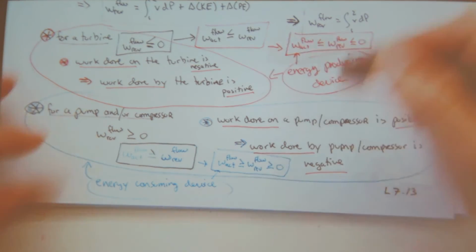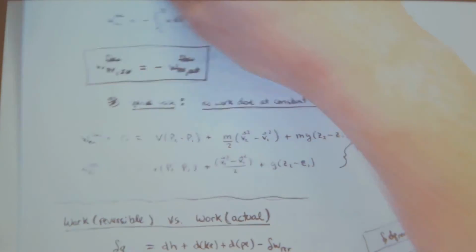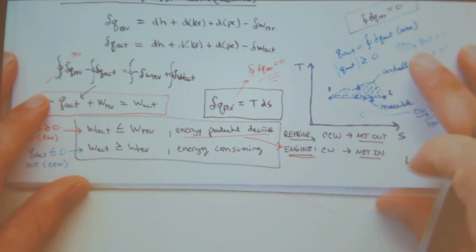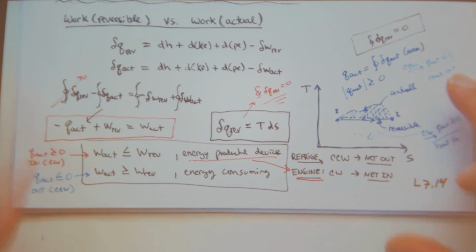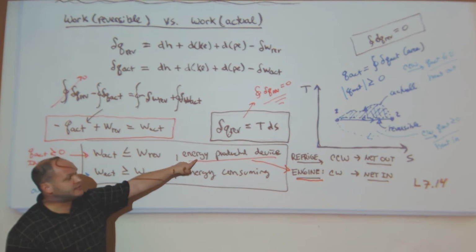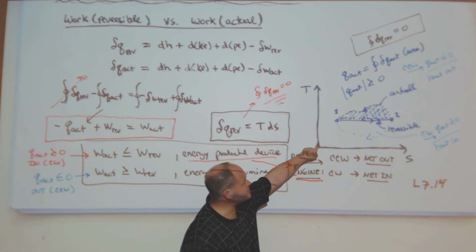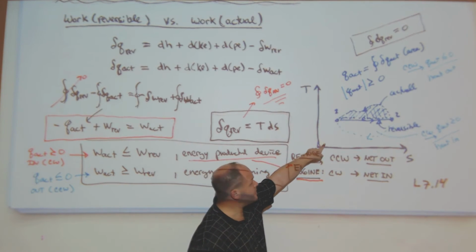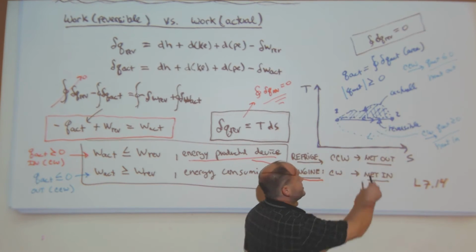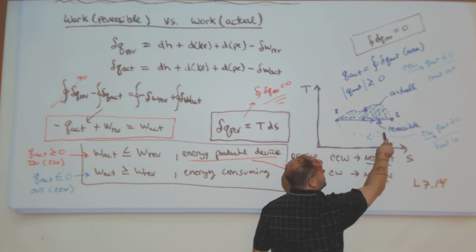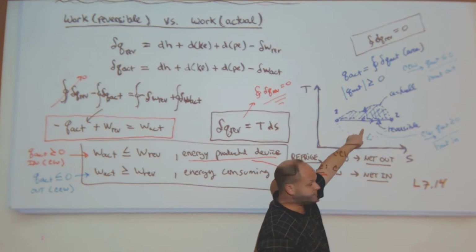Kind of confusing. So we can talk about flow, but I think it's better if we go to here and we talk about work reversible versus work actual. Okay, so energy producing device, engine turbine, okay? Engine turbine, TDS diagram, clockwise, okay? So this plotted blue line, Q in, okay?